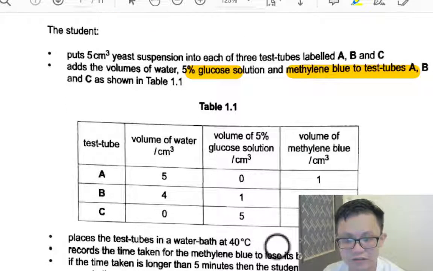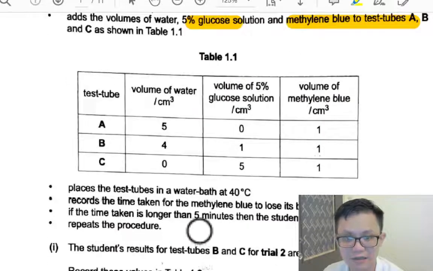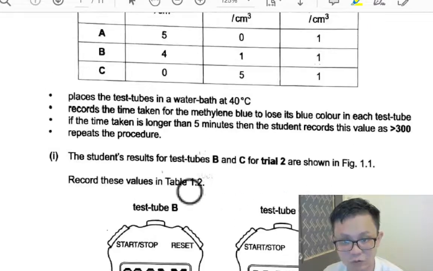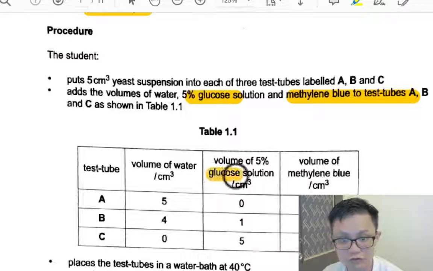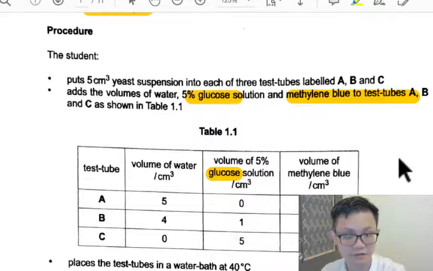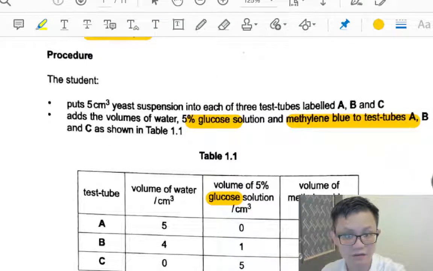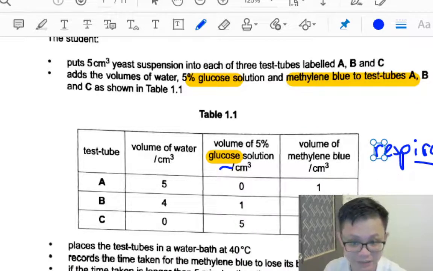Place the test tube at 40 Celsius, record the time. If the time taken is longer than 5 minutes, the student records a value of above 300. Repeats the procedure. Okay, so this is the procedure that he does. So this is an investigation of glucose against respiration. Wait, just let me take my pen. Where's my pen? More glucose means more respiration. Okay, so at least we know the hypothesis.